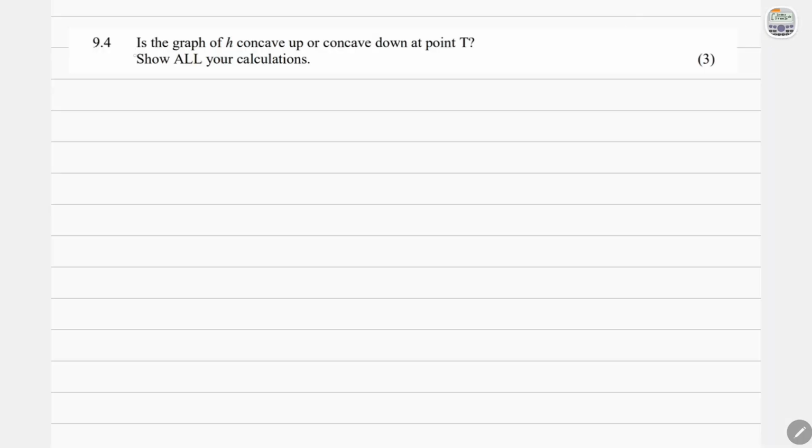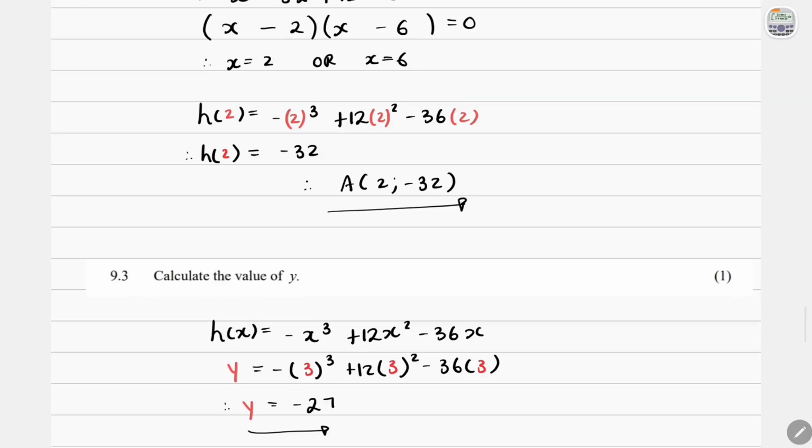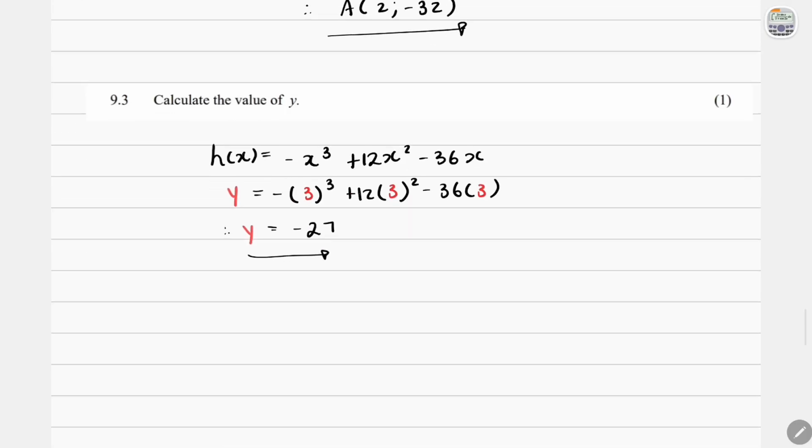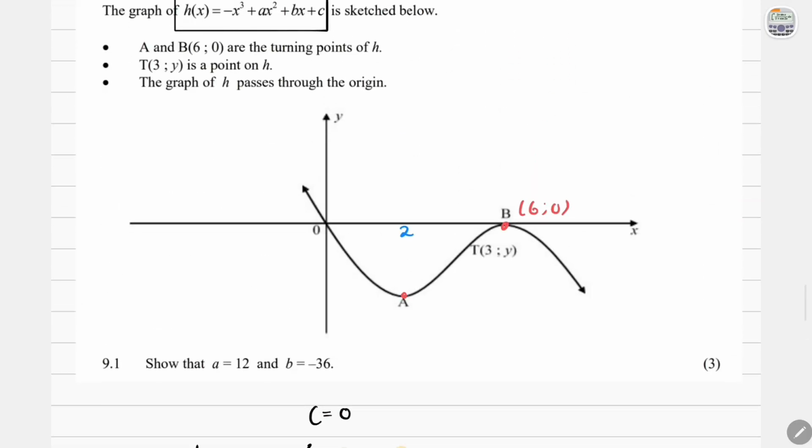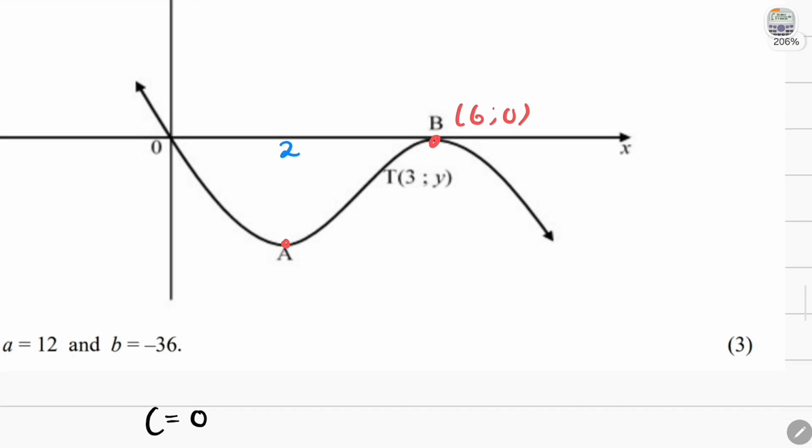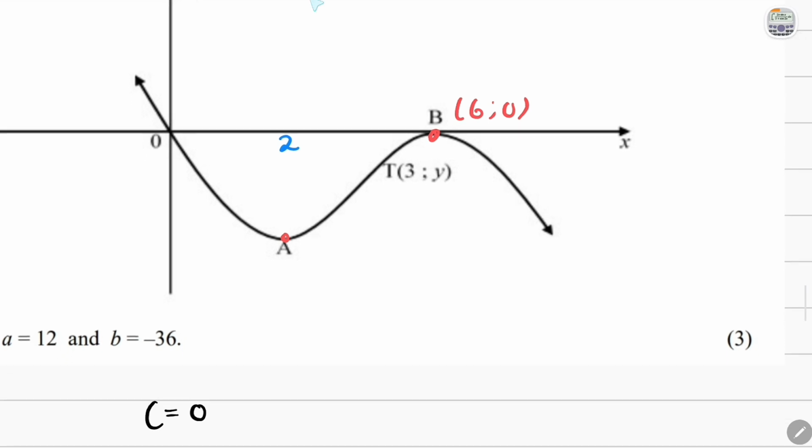The next question, 9.4, says, is the graph of h concave up or down at the point T? Show all calculations. So the point T is that point where x is equal to 3. To find out whether it is concave up or down, we can see how it's curved. Here we can see that it's concave up, and here we can see that it's concave down. But we can't just say, oh, it's on this side, so it's concave down. We have to actually find out.